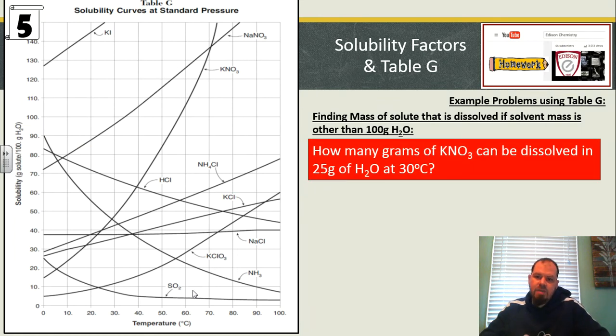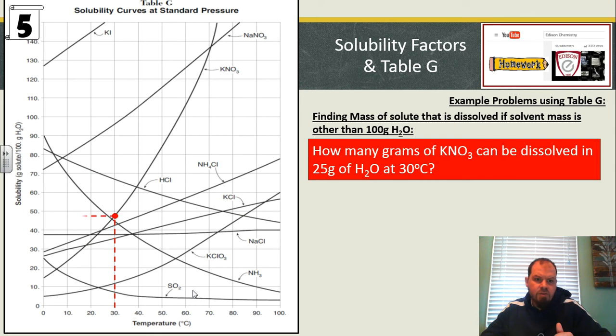Okay, how many grams of KNO3 can be dissolved in 25 grams of water at 30 degrees? 25 grams of water. So how do I get from 100 to 25? I divided by 4. So I'm going to find my answer at 30 degrees and divide by 4. Okay. Do you see that there's really no major equation to use there? How did I manipulate that grams of water? I divided by 4, so I'm going to do that to my answer.